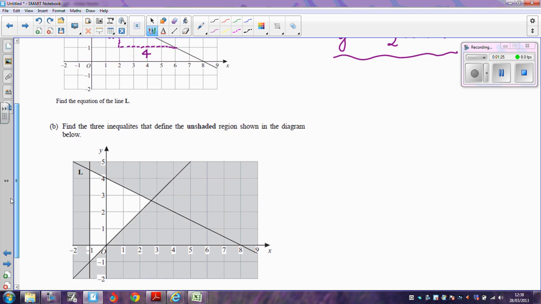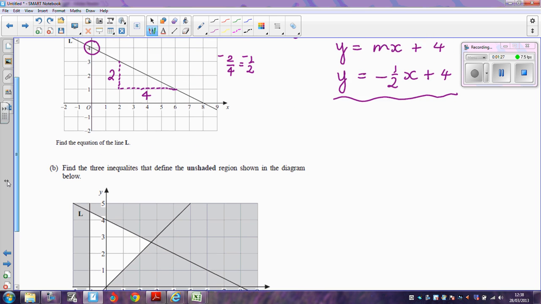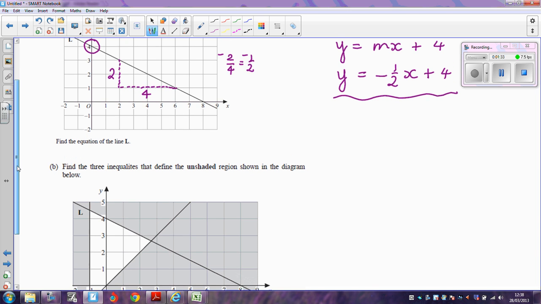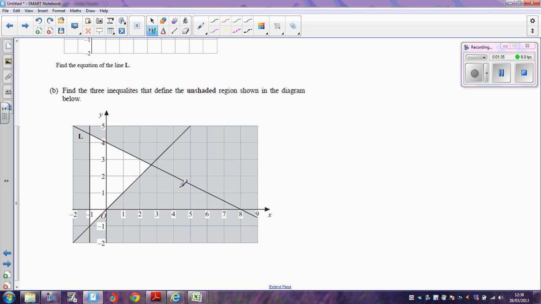Okay, the next part of the question asks us to look at some inequalities. Now, the first thing that I'm going to realize is that this line here is the same line as this one here. So this line here is y equals minus a half x plus 4. And I need to find the equations of the other two lines. Okay, let's have a look at this one here. This is y equals, now the gradient in this case is 1 divided by 1. So the gradient is actually just 1. So the equation of this line is y equals 1x, well that's just x, plus the intercept is actually just 0. So this is the line y equals x.